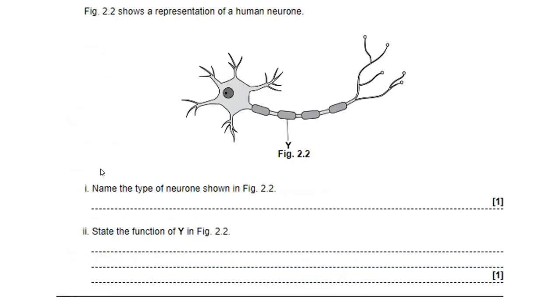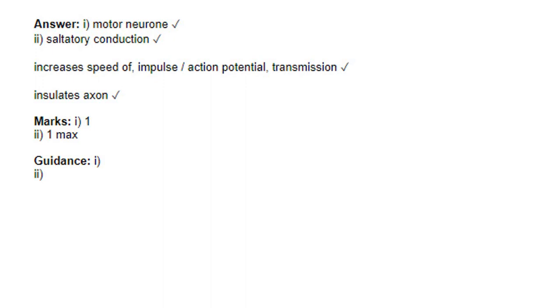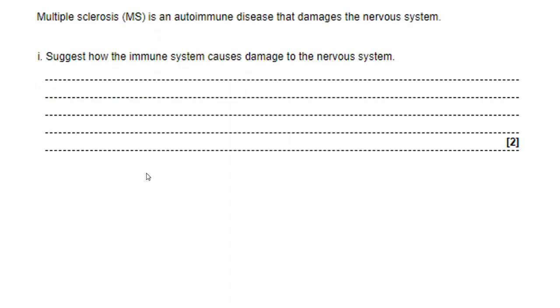Okay, let's have a look at the next question. So name this type of neuron and state the function of Y. Okay, so as we can see, it was a motor neuron because of the position of the cell body. And then what is the function of Y? Well, that's the myelin sheath. You need to tell us what it is. You need to tell us what it does, the function. So it does saltatory conduction, and it does that by increasing the speed or the rate of the transmission of the action potential. And it also insulates the axon. Relatively simple question. Next one.